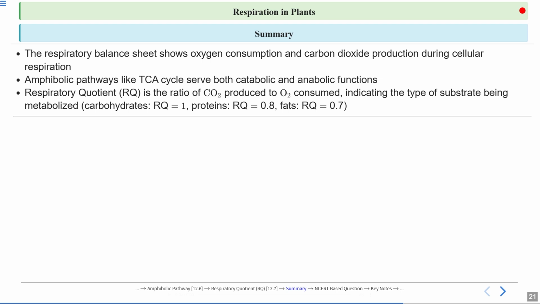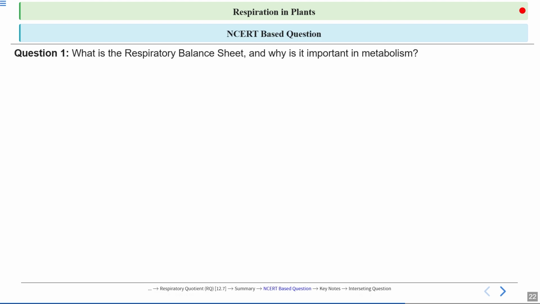Then we also studied about the respiratory quotient. What is it? It is a ratio of carbon dioxide produced or evolved to oxygen consumed, indicating the type of substrate which is being used during respiration or the type of substrate that is being metabolized. We saw for carbohydrates, respiratory quotient is 1. For proteins, we have seen that it is nearly 0.7 or 0.8. Now let's solve some NCERT based questions. So the first question is, what is the respiratory balance sheet and why is it important in metabolism?